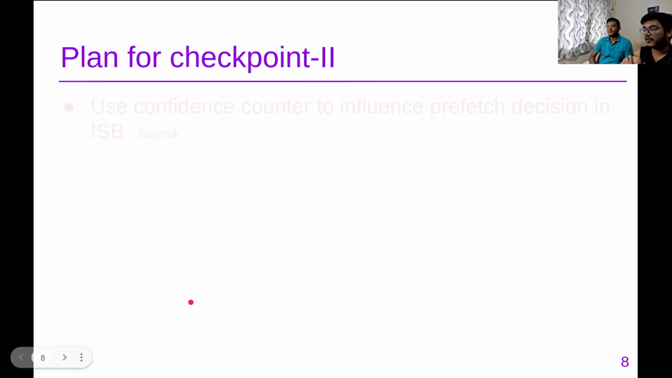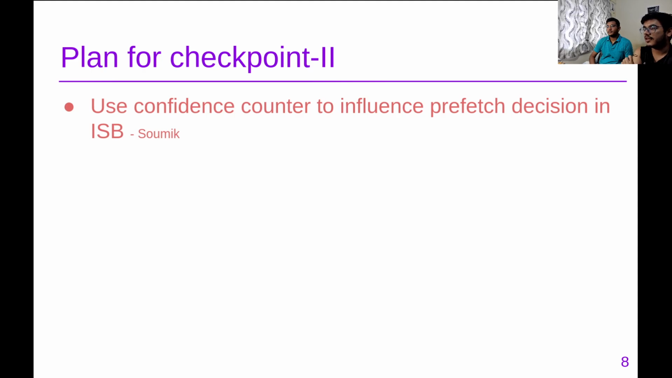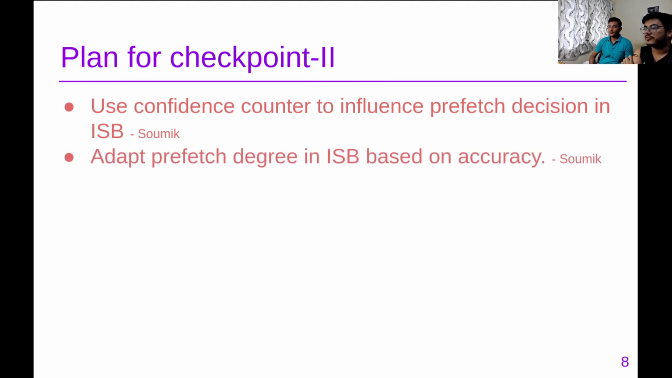So these are our plans for checkpoint 2. We have noticed that the ISB prefetcher doesn't use the confidence counter to influence the prefetch decision. Even if a stream has low confidence, it prefetches that stream. So we have to use that to influence it. Also, the degree is fixed for the ISB prefetcher and doesn't change based on accuracy. In IPCP we have seen that it modifies the degree based on accuracy seen after some 256 prefetch fills. So we are planning to integrate the same logic for ISB also.